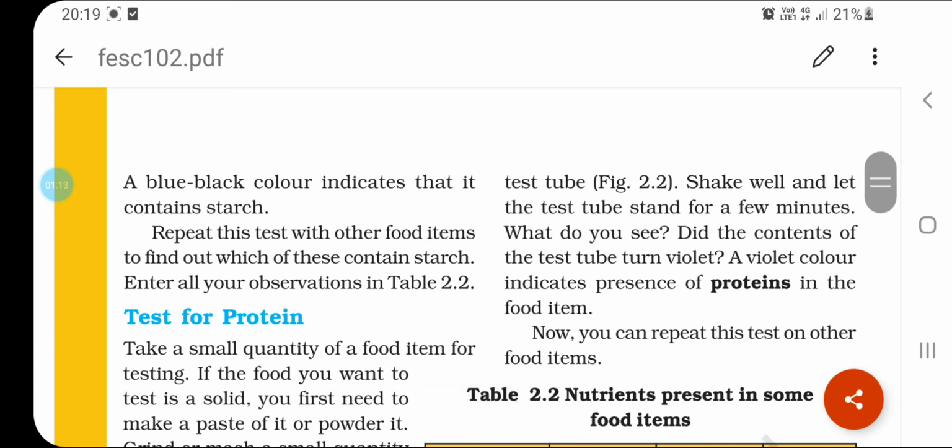Now shake it very nicely, leave it alone for a few minutes, and then see what happens. Did the contents of the test tube turn violet? The violet color shows the presence of proteins in the food item.